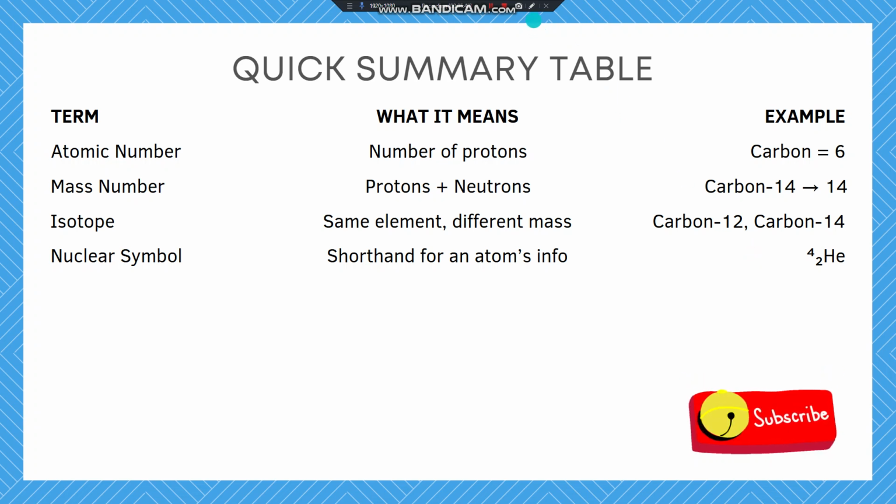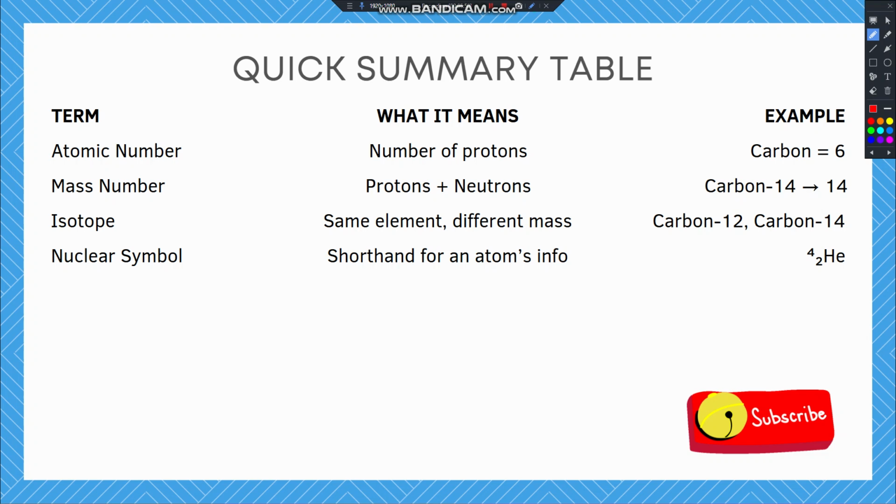So here is a quick summary table to help you recap everything we've been saying since the commencement of this video. We have the first term, which talks about the atomic number. It relates to the number of protons present in the atom of an element. An example we have is carbon. Carbon has the atomic number of 6. So if I were to write the symbol, which is letter C, I would denote the atomic number by writing it as a subscript placed at the left bottom corner of the symbol of the element.